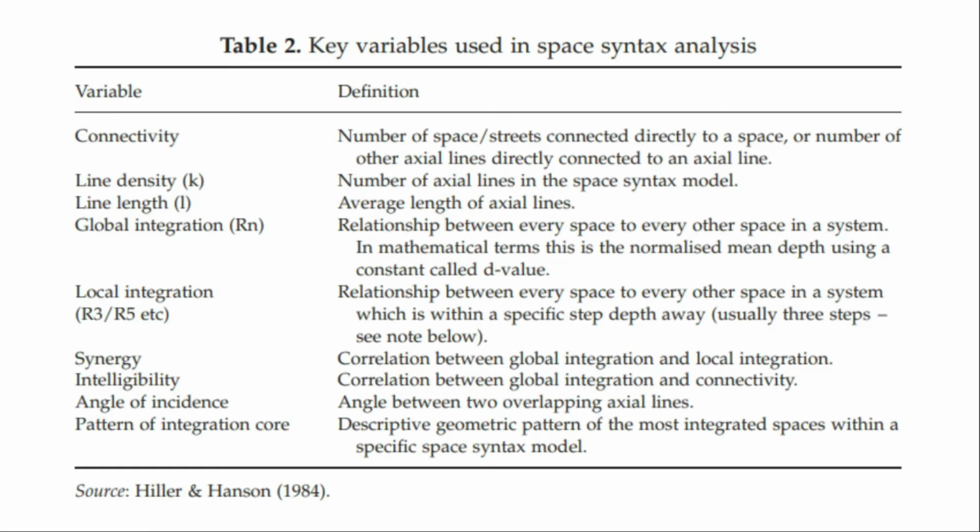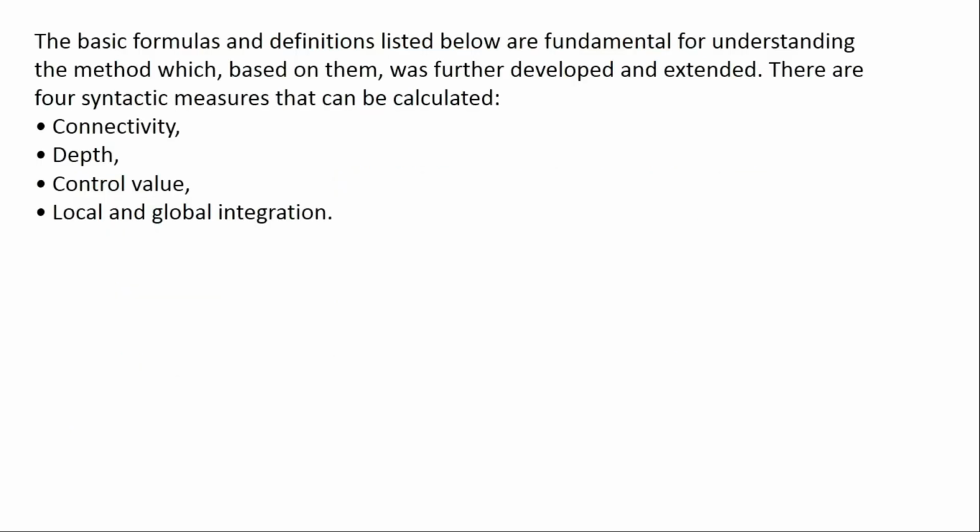And synergy is a correlation between the global integration and the local integration. And intelligibility is a correlation between global integration and connectivity. The angle of incidence is the angle between two overlapping axial lines, and the pattern of integration core is a descriptive geometric pattern. The basic formulas and definitions listed below are fundamental for understanding the method and are further developed and extended.